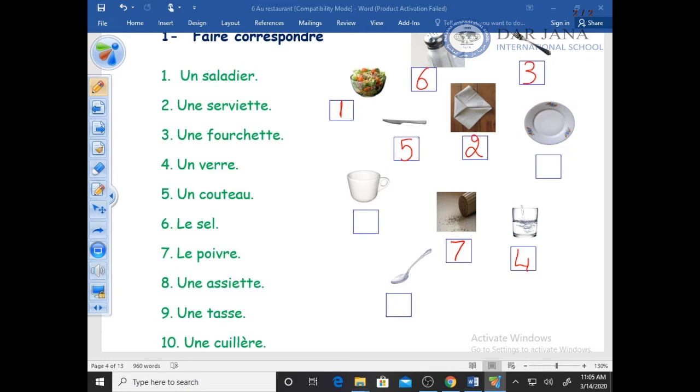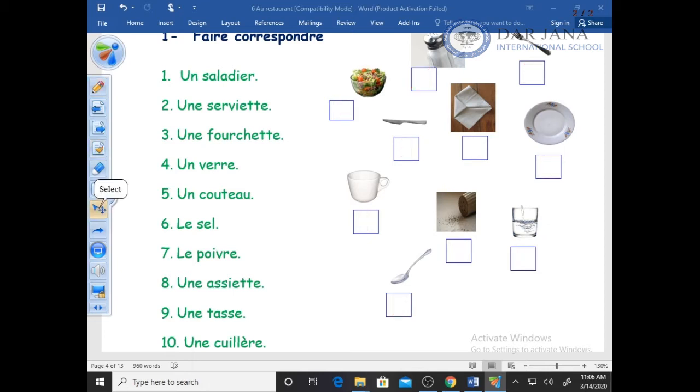8. Une assiette or un plat. So, une assiette means a plate. So, 8 is here. 8. 9. Une tasse. So, where is number 9? 9. And the last one, une cuillère, a spoon. So, une cuillère with number 10 is here. So, this is activity number 1. And now, let's go to the second activity.